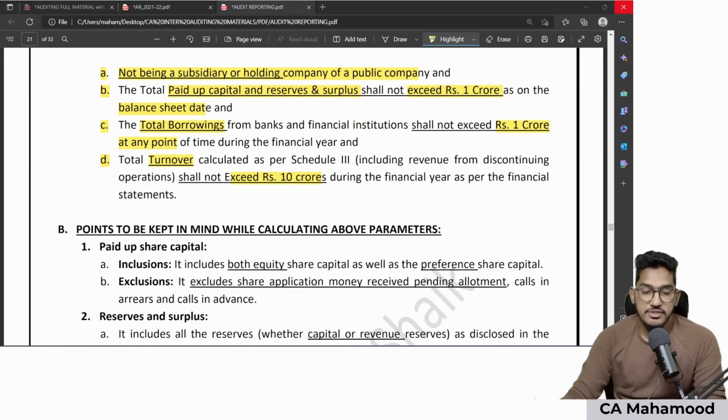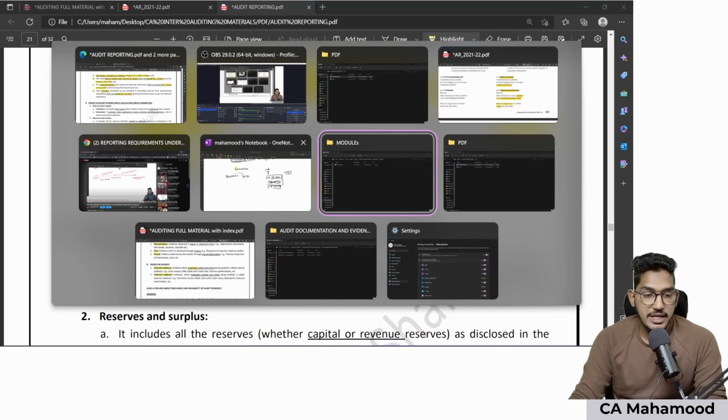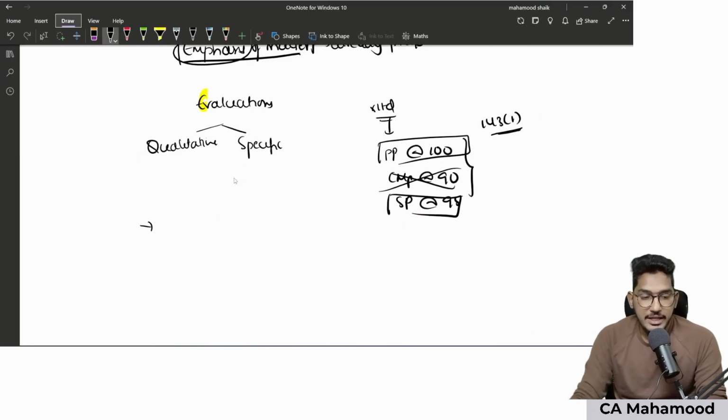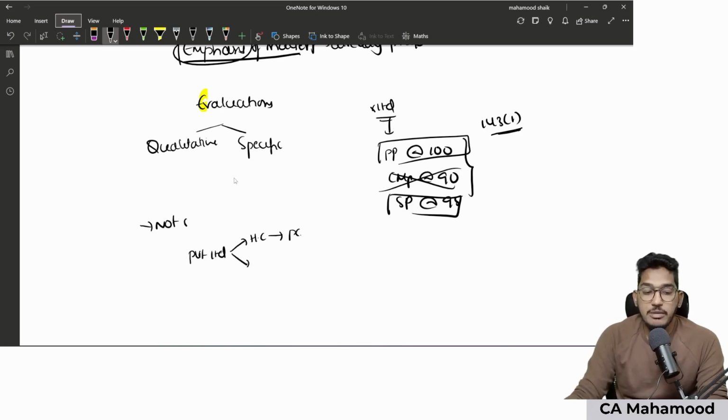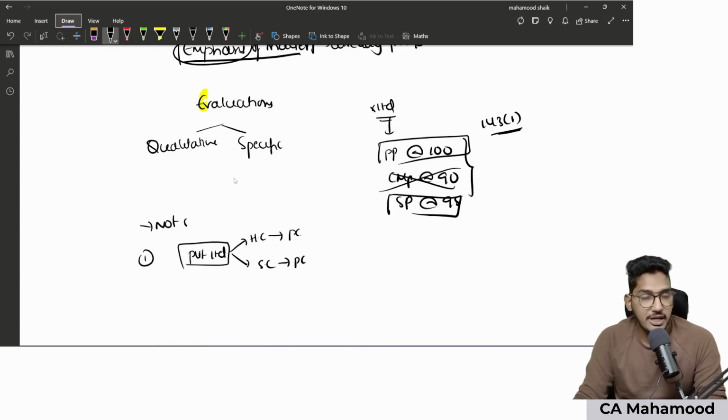So what is the first condition here? First condition, they are saying that your client should not be a subsidiary or holding of a public company, which means if you are conducting audit of a private limited company, that private limited company should not have a holding company which is a public company. The private company should not have a subsidiary company which is a public company. Condition number one, in case your client company is a private limited company, for CARO to be not applicable, first condition is your client company should not have a holding company which is a public company, and should not have a subsidiary company which is a public company.